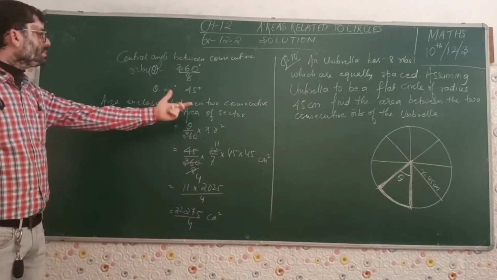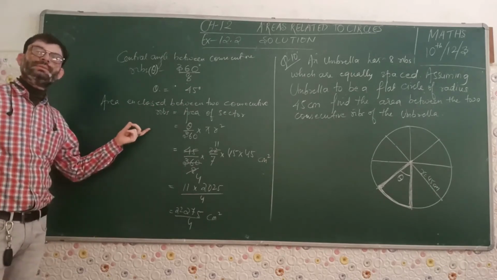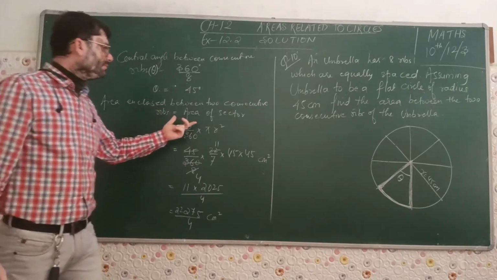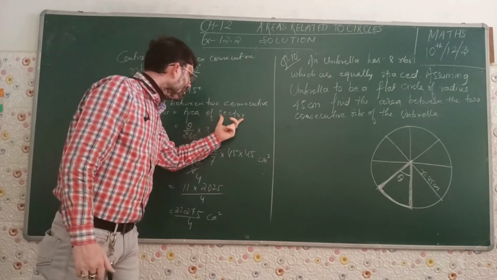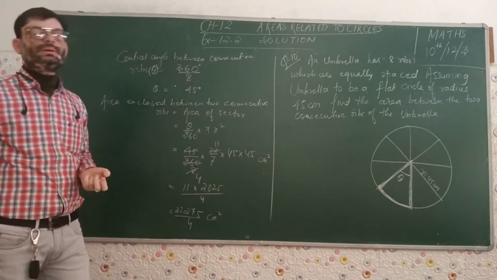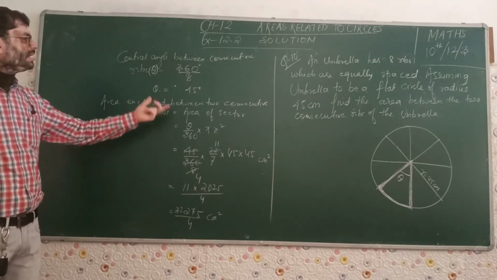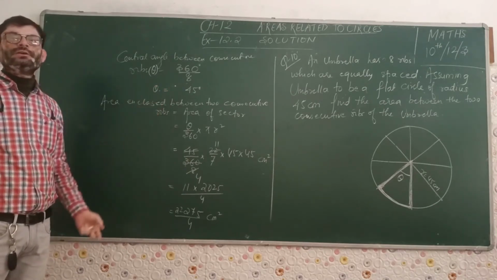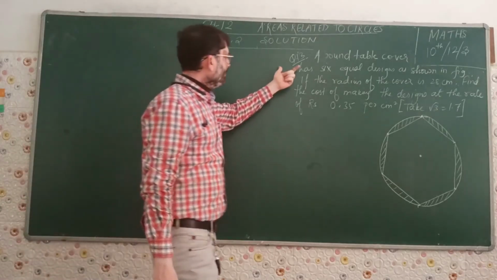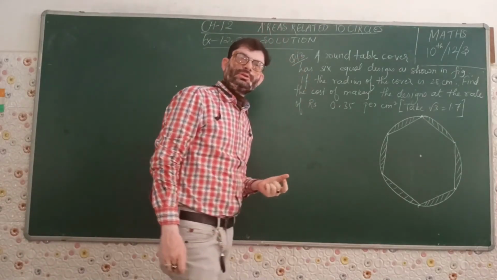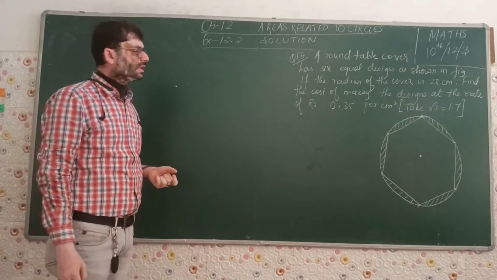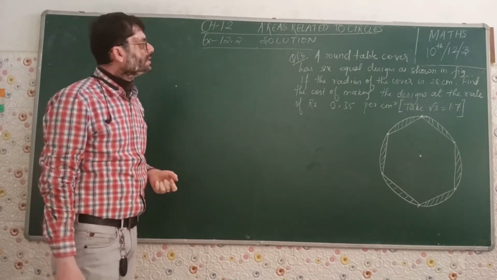So the area enclosed between the two consecutive ribs for an umbrella is in the form of a sector. The area of a sector is given by the formula theta by 360 into pi r square, and we have obtained the value of theta to be 45 degrees. Question number 13. The 11th and 12th number questions have been kept for your practice purpose. You can go through your textbook and practice them.